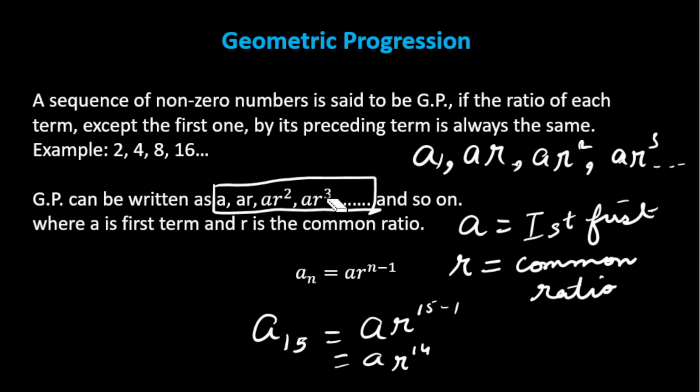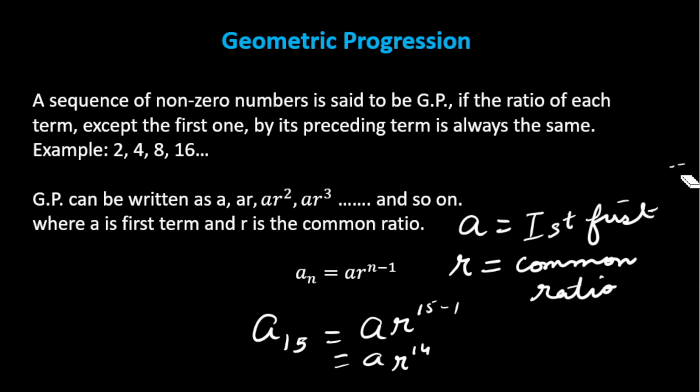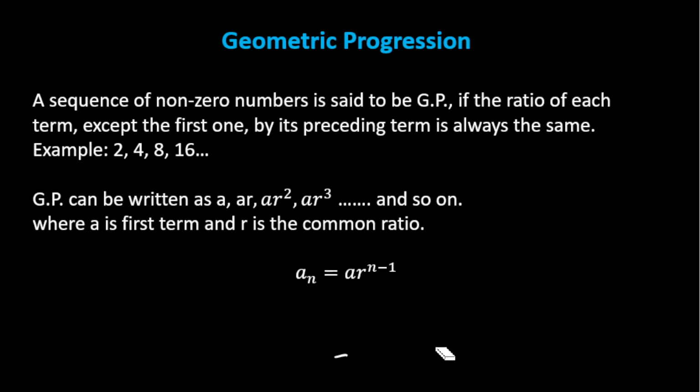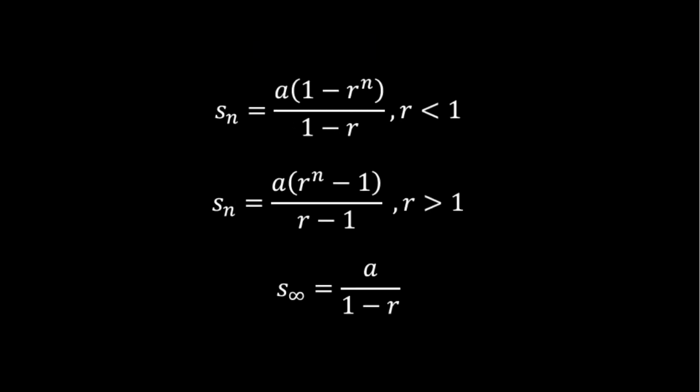A few more formulas I'll be giving you. You can just make a note. Then we will be starting with the questions. So a few more are there. All the formulas are here. First one we have done: An is the nth term, like any general term. So that was A R to the power n minus 1.